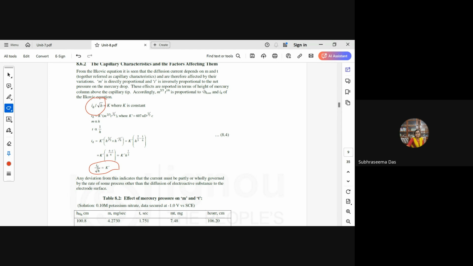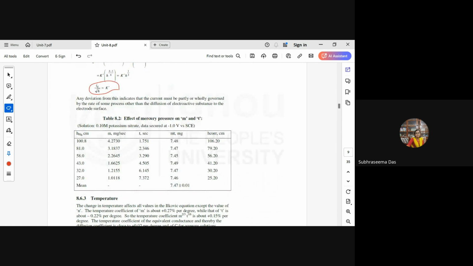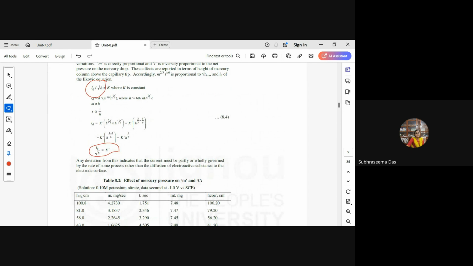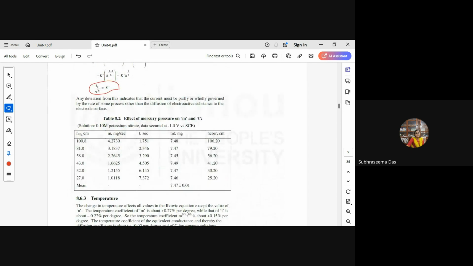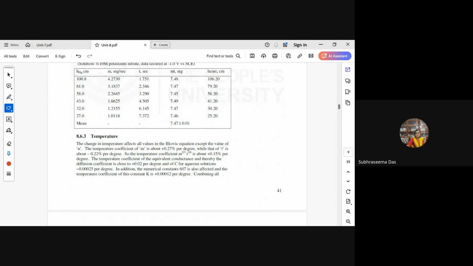Any deviation from this indicates that the current must be partly or wholly governed by processes other than diffusion. So the relation ID by root h equal to K dash needs to be maintained. The effect of mercury pressure, or m and t, is represented in table 8.2.